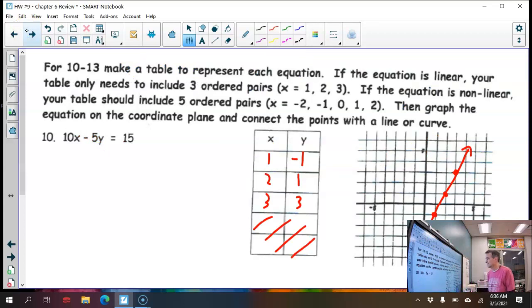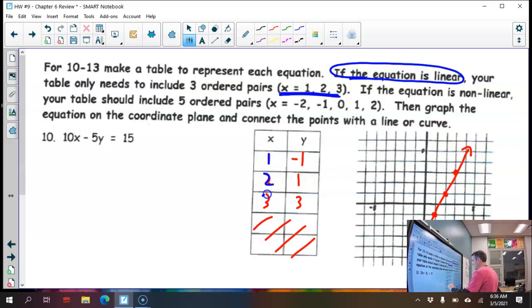Number 10. Okay. So it tells me in the directions that if the equation is linear, I am supposed to use these 3 x values. So the first thing I noticed is this equation, number 10, does not have any exponents, and the variables are not multiplied together. So it is linear. So the first thing I do is I choose my x values, 1, 2, and 3.